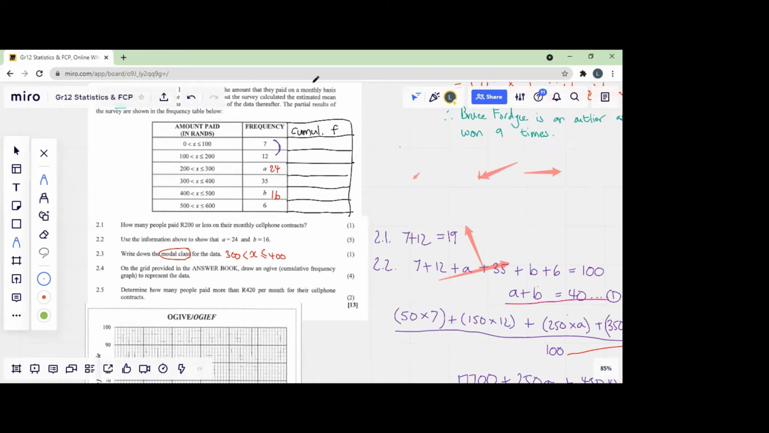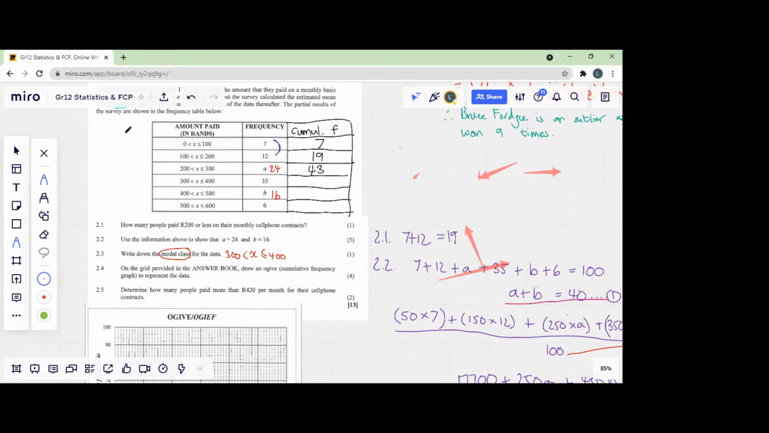Okay, so I get cumulative frequency by adding. So in the first row, I've got 7. And then I've got to say 7 plus 12. So that means I'm going to end up with 19 over here. Then in my next row, it's got to be 7 plus 12 plus 24, or 19 plus 24. So that means that in my third row, I've got to have 43. Okay, so cumulative frequency, it is accumulating through addition.